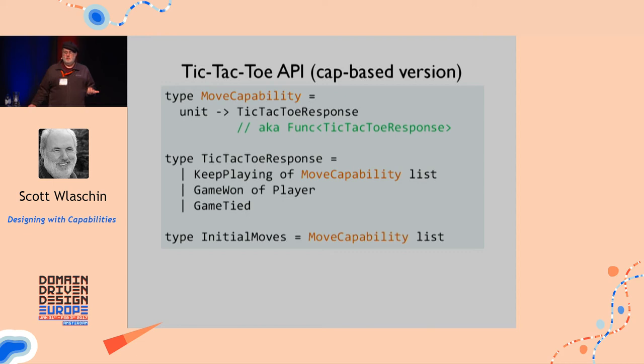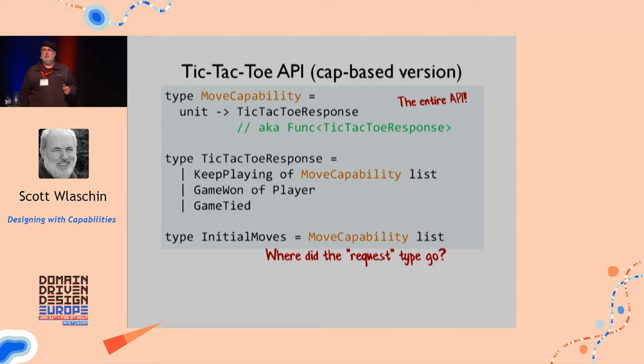And what's nice about this is there's no request type anymore. There's no player type anymore. There's no authorization. It's like, who decides? For example, when I make the first move, the fact that it's player O is baked into the capability. I can't play player X twice because the capability says that the next move is player O. And I can't change it. I literally can't mess it up.